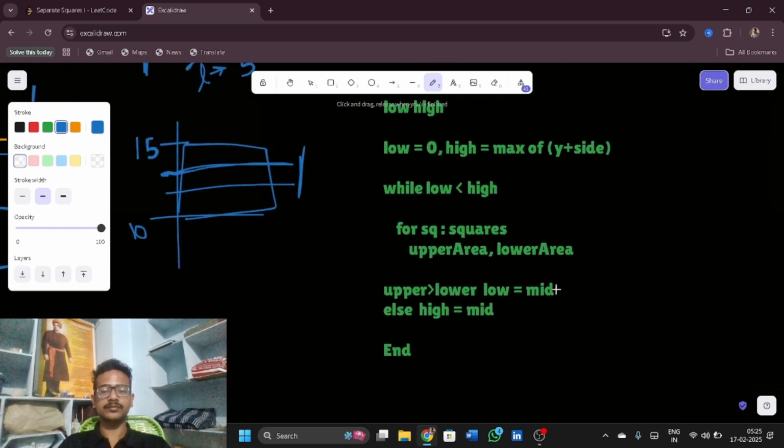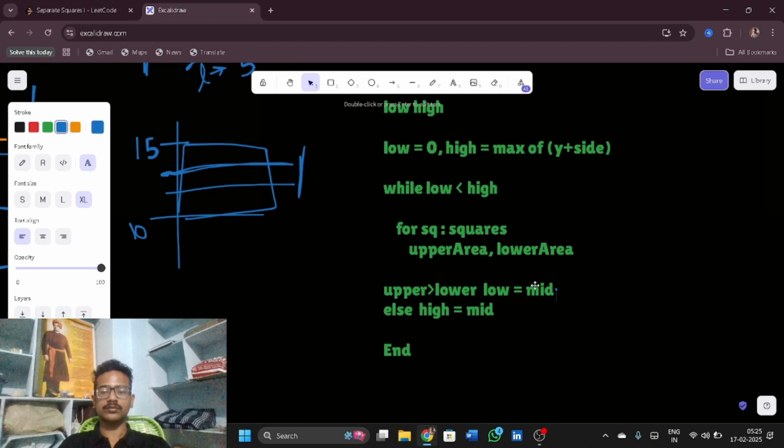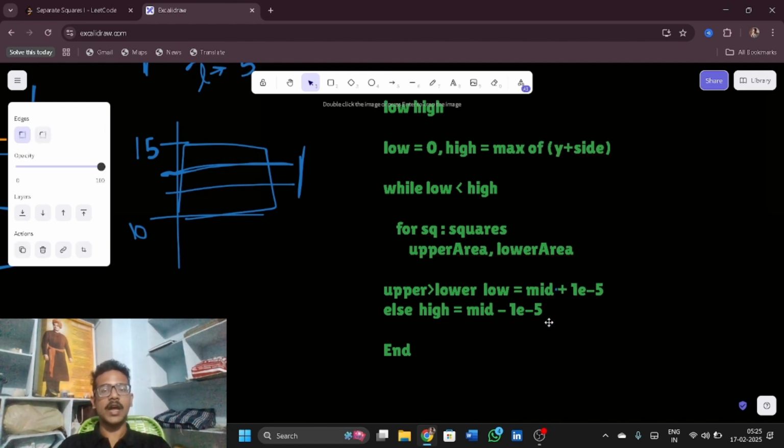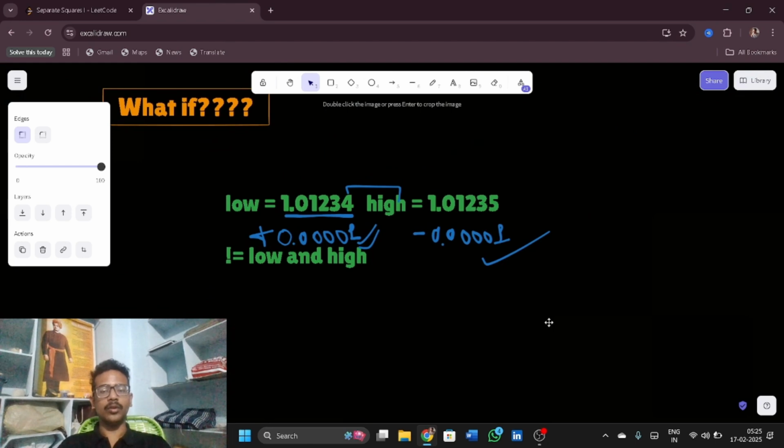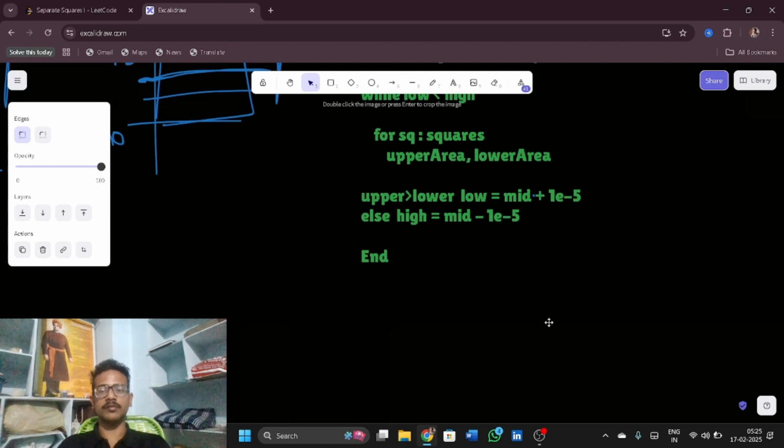Here, low is mid plus 1e-5, and high is mid minus 1e-5, and the loop runs while low is less than high, and we will return the answer at the end. I think you got this point, why we are going through binary search, what the wrong approaches are, and what the algorithm of this binary search is.